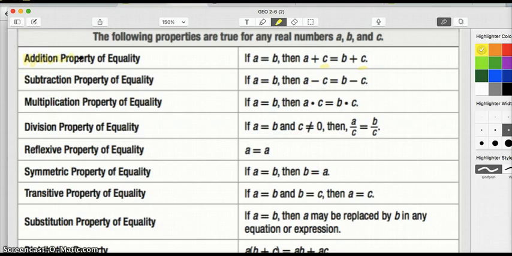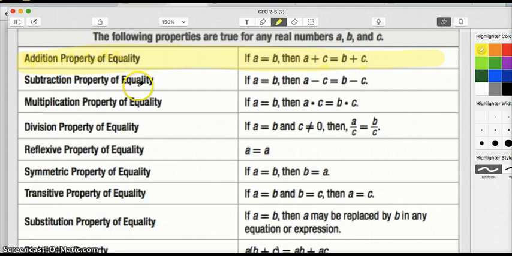So when you are adding stuff to both sides of the equation, let me make this bigger. When you are adding stuff to both sides of the equation, it stays equal. If A is equal to B and I add the same thing to both sides, in this case C, it's equal. All right, good.